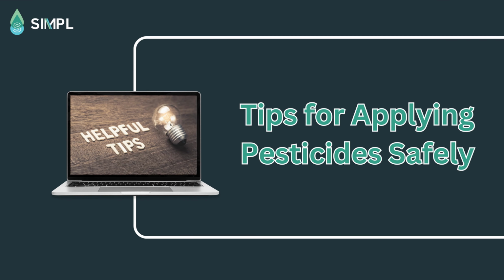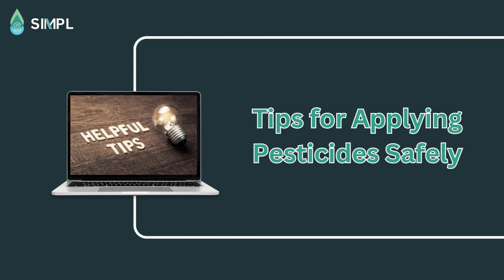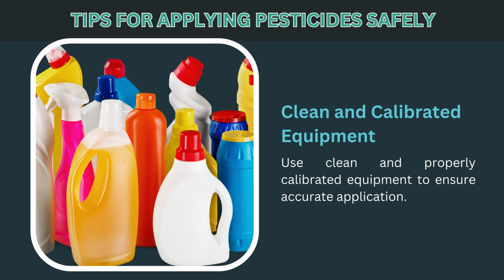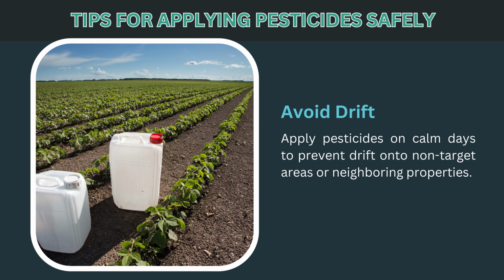Tips for applying pesticides safely. To ensure the safe and effective use of chemical pesticides, follow these guidelines during mixing and application. Well-ventilated area. Mix pesticides outdoors or in a well-ventilated area to minimize inhalation exposure. Clean and calibrated equipment. Use clean and properly calibrated equipment to ensure accurate application. Avoid drift. Apply pesticides on calm days to prevent drift onto non-target areas or neighboring properties.